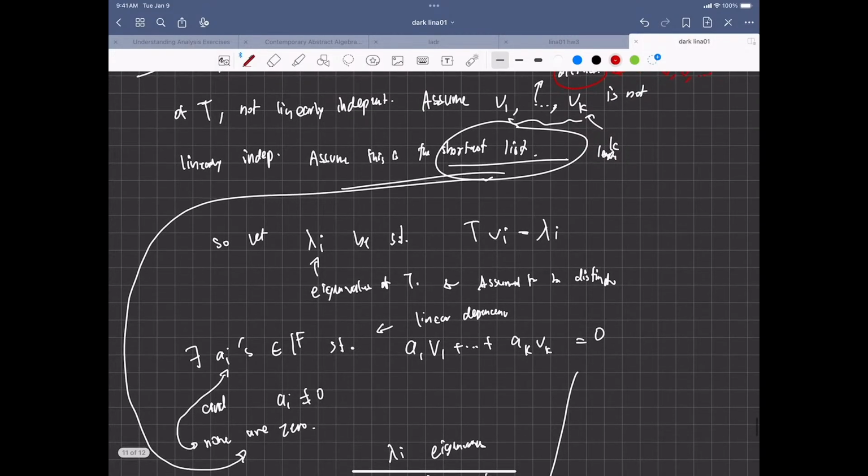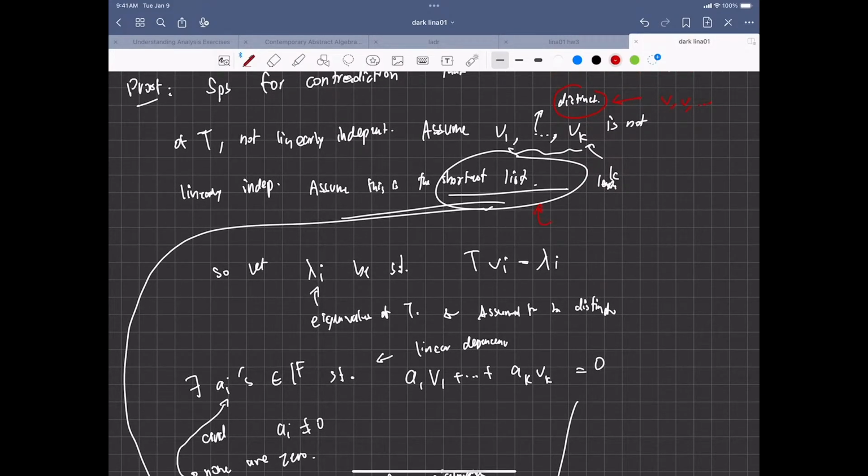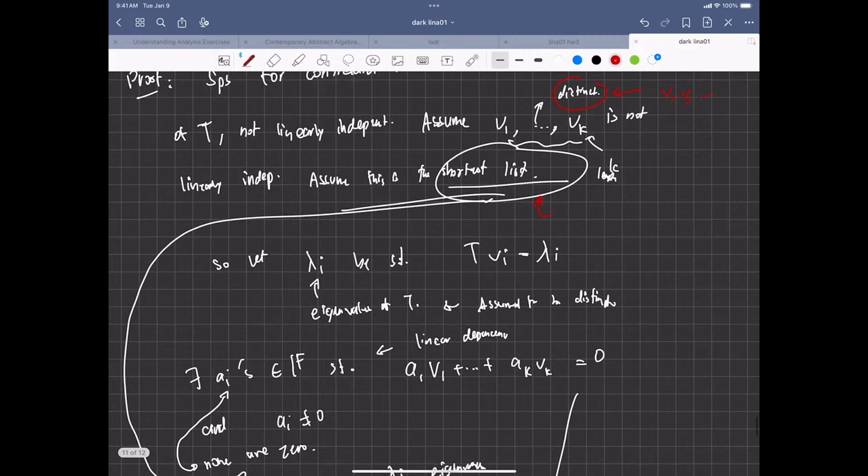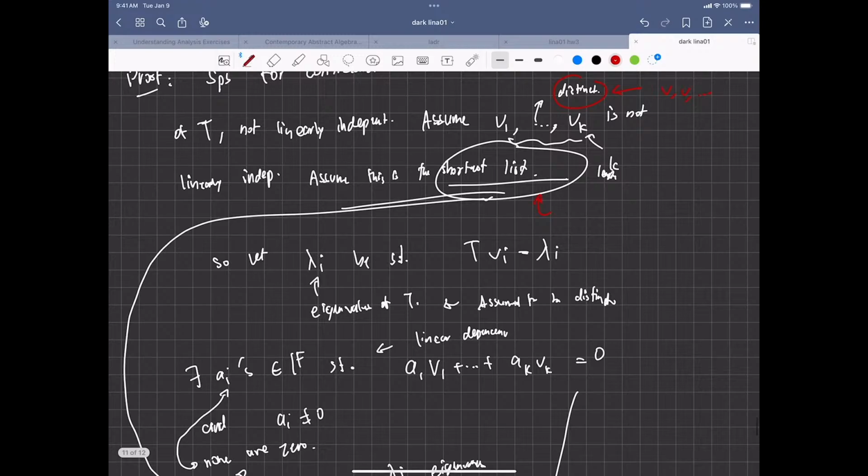Secondly, why can we assume the shortest list just now? Because we can throw out vectors and still keep it linearly dependent. So we are very interested in the shortest list. This is kind of a weird one to wrap your head around. The first time I saw proofs that involve the idea of shortest, it was very confusing.